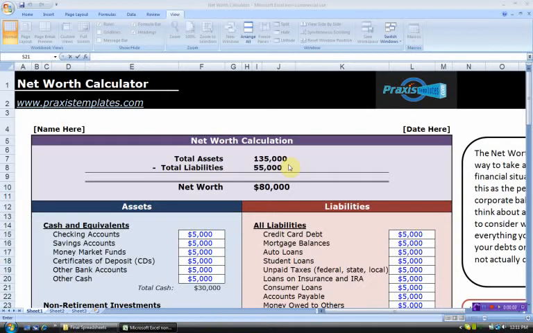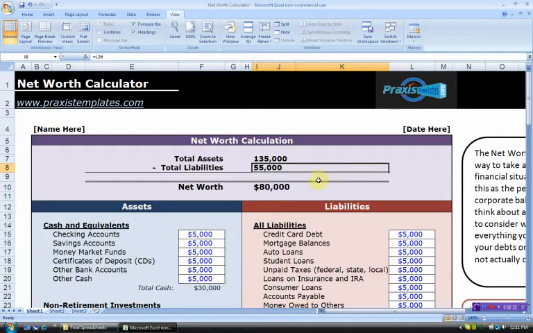Powered by praxistemplates. Praxistemplates is an online resource where you can download many free spreadsheets, including this one. The purpose of the net worth calculator is to help you determine your total net worth, or at least come up with an estimation for it. And the net worth calculation is determined by your total assets, the stuff that you own, minus your total liabilities, the stuff that you owe to others.